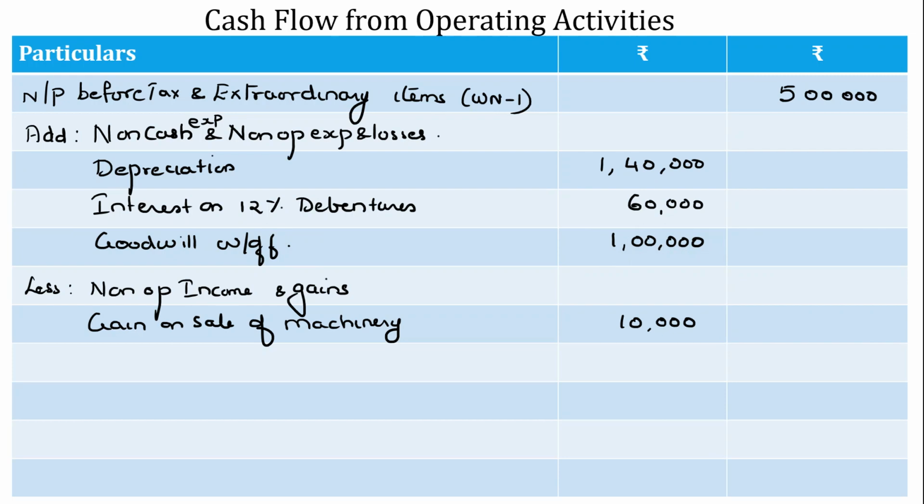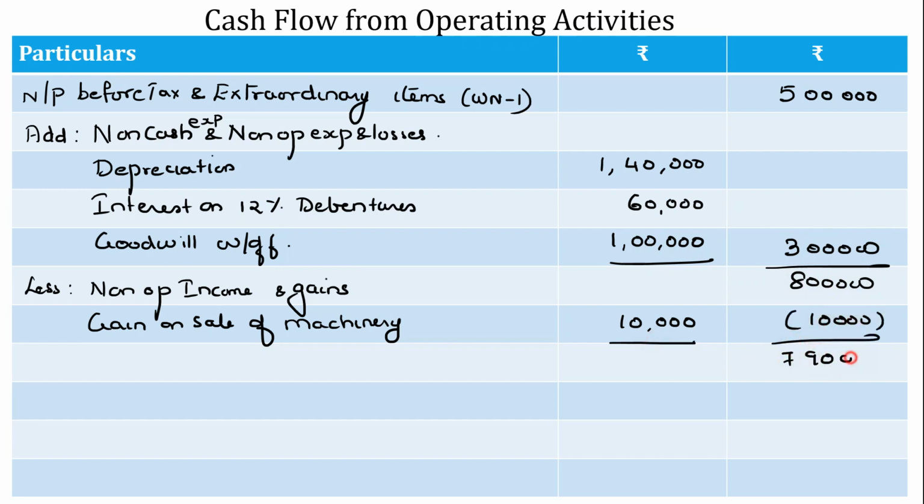So this way we are done with these items. There is nothing else here, so we'll total it up. 2 lakh, 3 lakh here, so 8 lakh. And this is a subtract item. So we are left with 7,19,000. This is nothing but what is called operating profit before working capital changes.